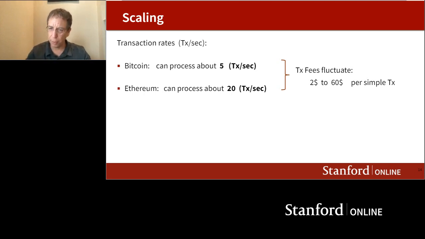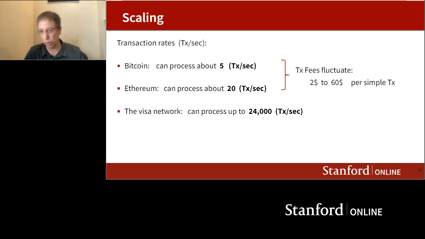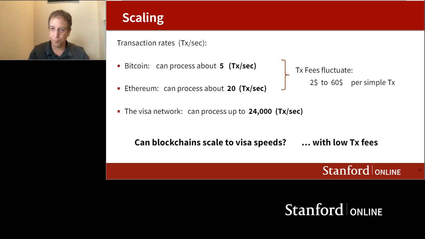It's making it quite difficult to deploy dApps, where literally every single call to the dApp is going to cost the caller many tens of dollars. We'd like to do something better. If you compare this to the Visa network, it is much faster. Transaction fees are non-trivial in the Visa network, but they don't operate like they do in the existing blockchains. So the question is, can we do better? Can we scale the blockchain to Visa speeds and do so with very low transaction fees?